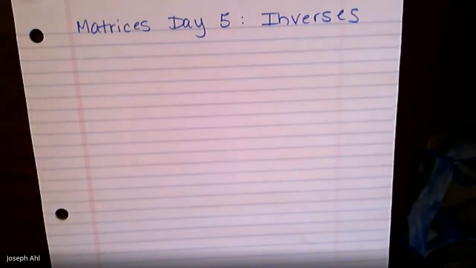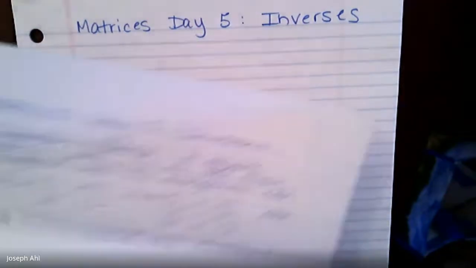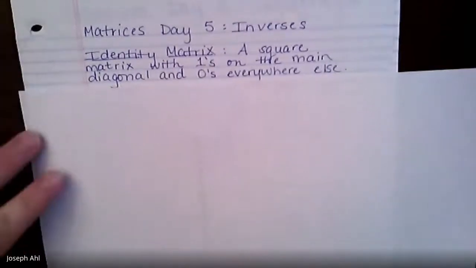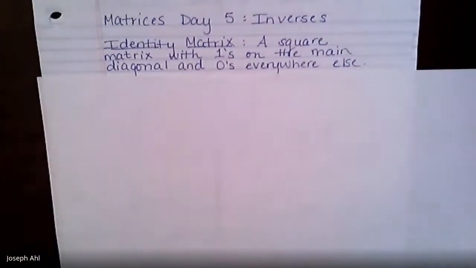What we're going to do is talk about something called the identity matrix, because the identity matrix is something that will pop up in examples involving inverses. So I'm going to show you real quick that the identity matrix is a square matrix with ones on the main diagonal and zeros everywhere else.